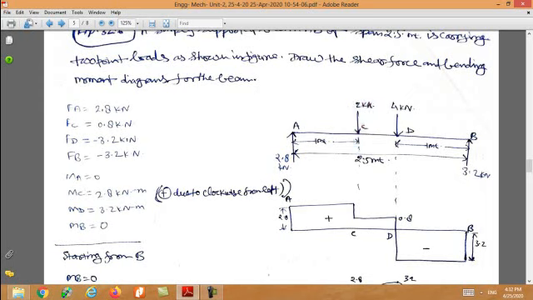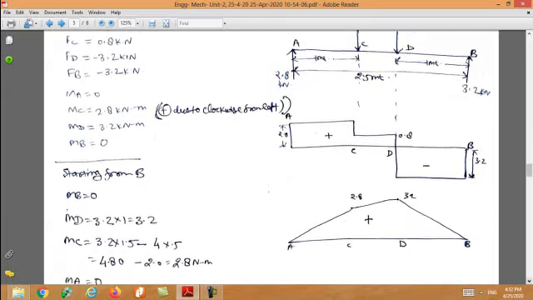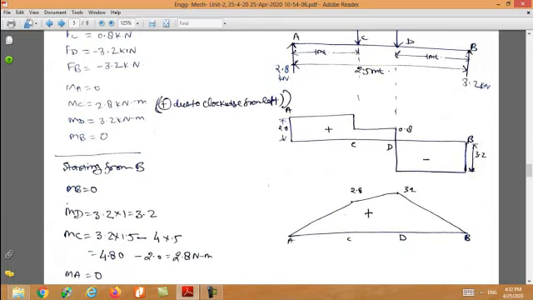By the same process, all these positives and negatives will be calculated and the diagram will be drawn. Here it is positive and it is negative. So here you see one point, which is D, where shear force changes its sign, and at this point the bending moment will be maximum. So calculate the bending moment by the same process and you can draw the diagram.